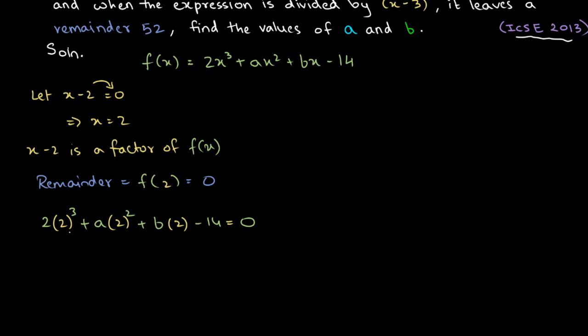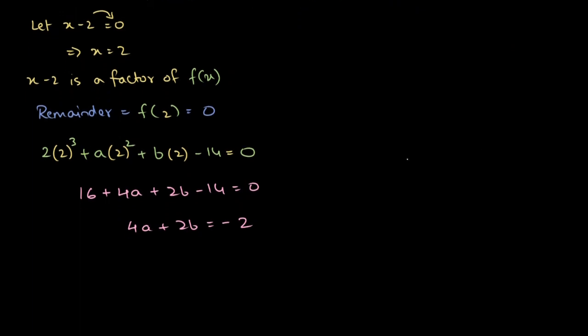Right. Let's simplify this a little. So 2 into 2 cubed, which becomes 16, plus a into 2 squared makes it 4a, plus b into 2 makes it 2b, minus 14 is equal to 0. So if I finally rearrange, I have 4a plus 2b. 16 minus 14 is 2, taken to the other side makes it minus 2. And if I divide this equation by 2, I get 2a plus b is equal to minus 1. Let's mark this as our first equation.